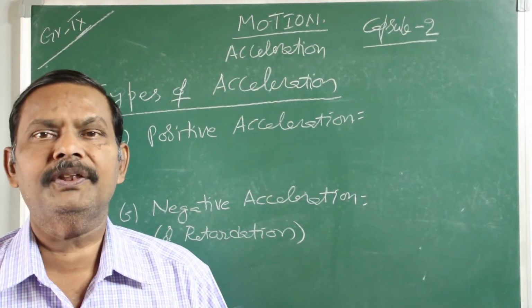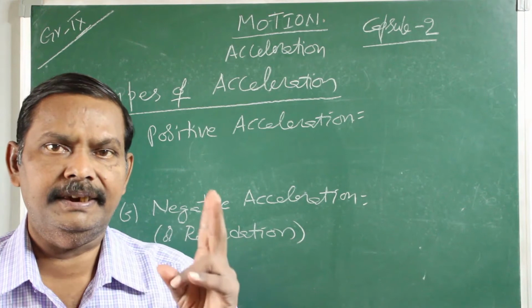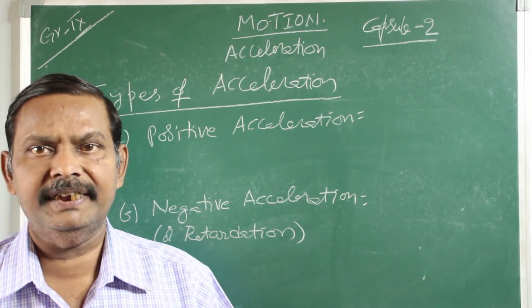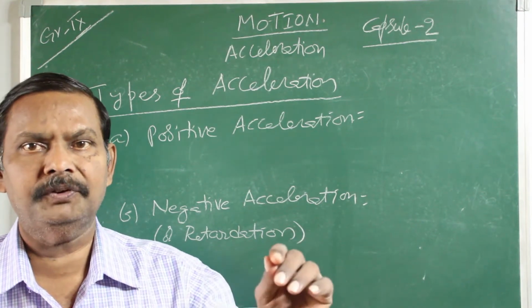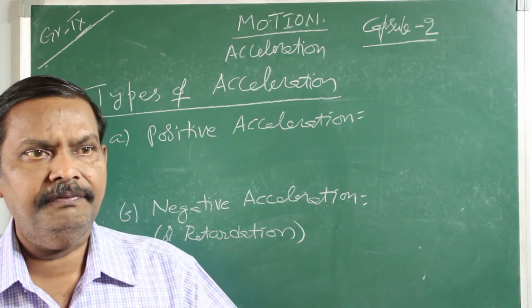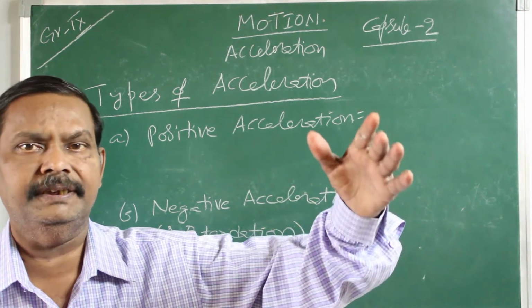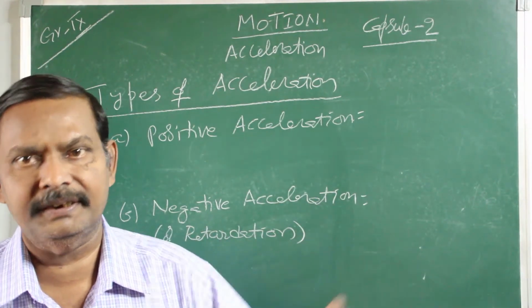After discussing acceleration, now let us discuss the two types of acceleration. One is positive acceleration, second is negative acceleration. Let us see what we mean by positive acceleration. If the velocity of a body is gradually increasing, then we will say the body is traveling with positive acceleration.